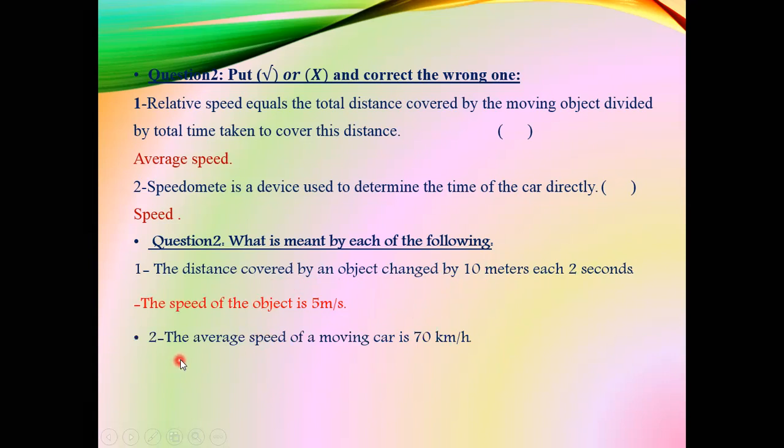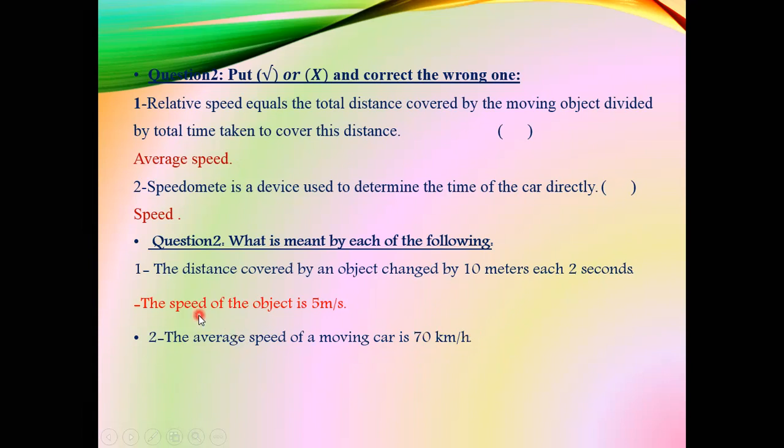Next, the average speed of a moving car is 70 kilometers per hour. We can answer in two different ways. The first one: what is average speed? Average speed is the total distance covered by a moving object divided by the total time taken. So the total distance divided by the total time taken to cover this distance is 70 kilometers per hour. Here is the first answer.